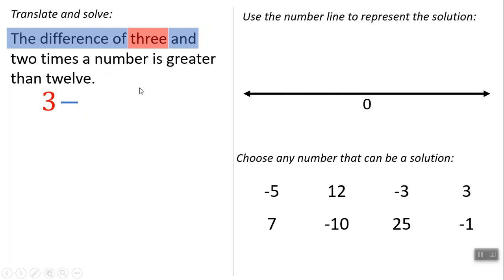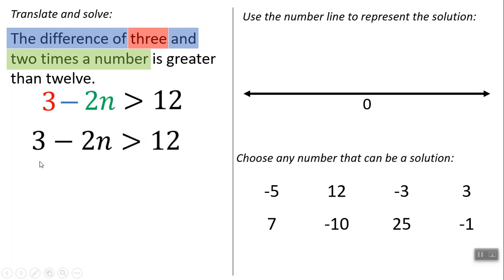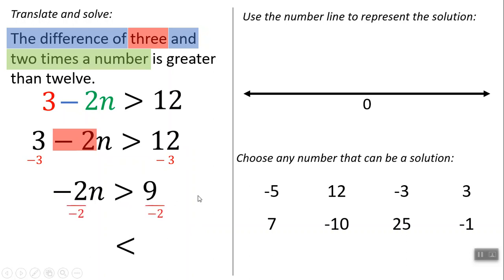2 times a number came next. 2 times a number comes next. Is greater than 12. Okay, we're going to go ahead and now follow the process that we would normally. We see that this is a negative coefficient, so I'm going to rewrite the reversed inequality here at the end. I'm going to subtract 3 from both sides. We get this. We're going to divide both sides by -2. We get this. n is less than -4.5.